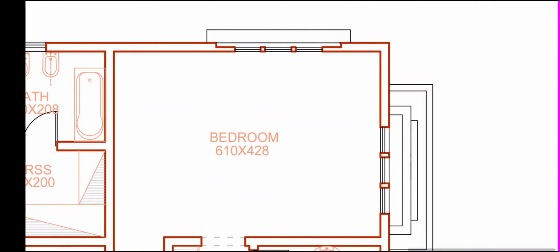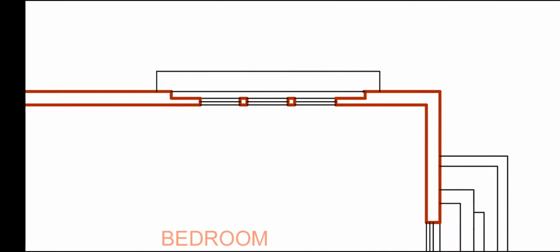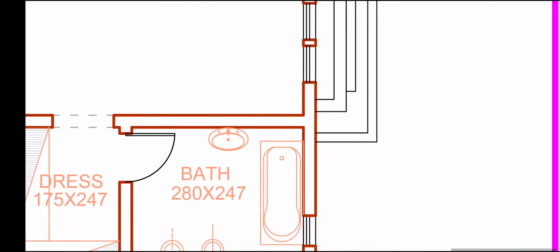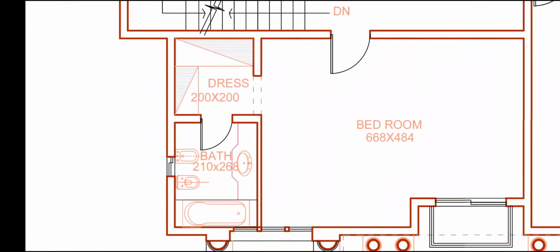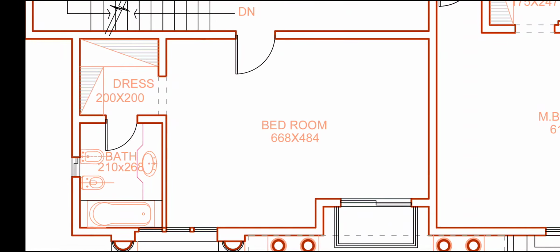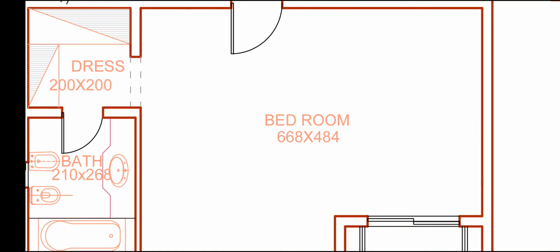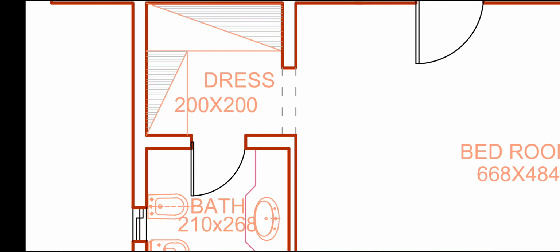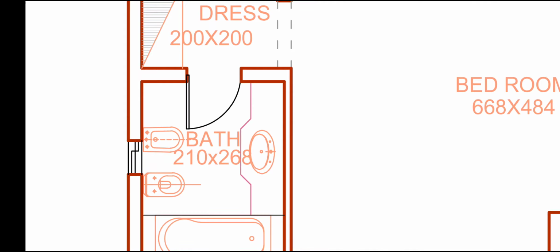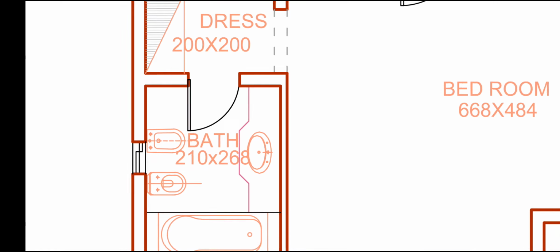This bedroom, this window, this side also, and this side window, and this design for elevation. This floor, 4 bedroom, and this side, 6 wide bedroom, 668 by 484, and this dress 2 meter by 2 meter. This bathroom 210 by 268.